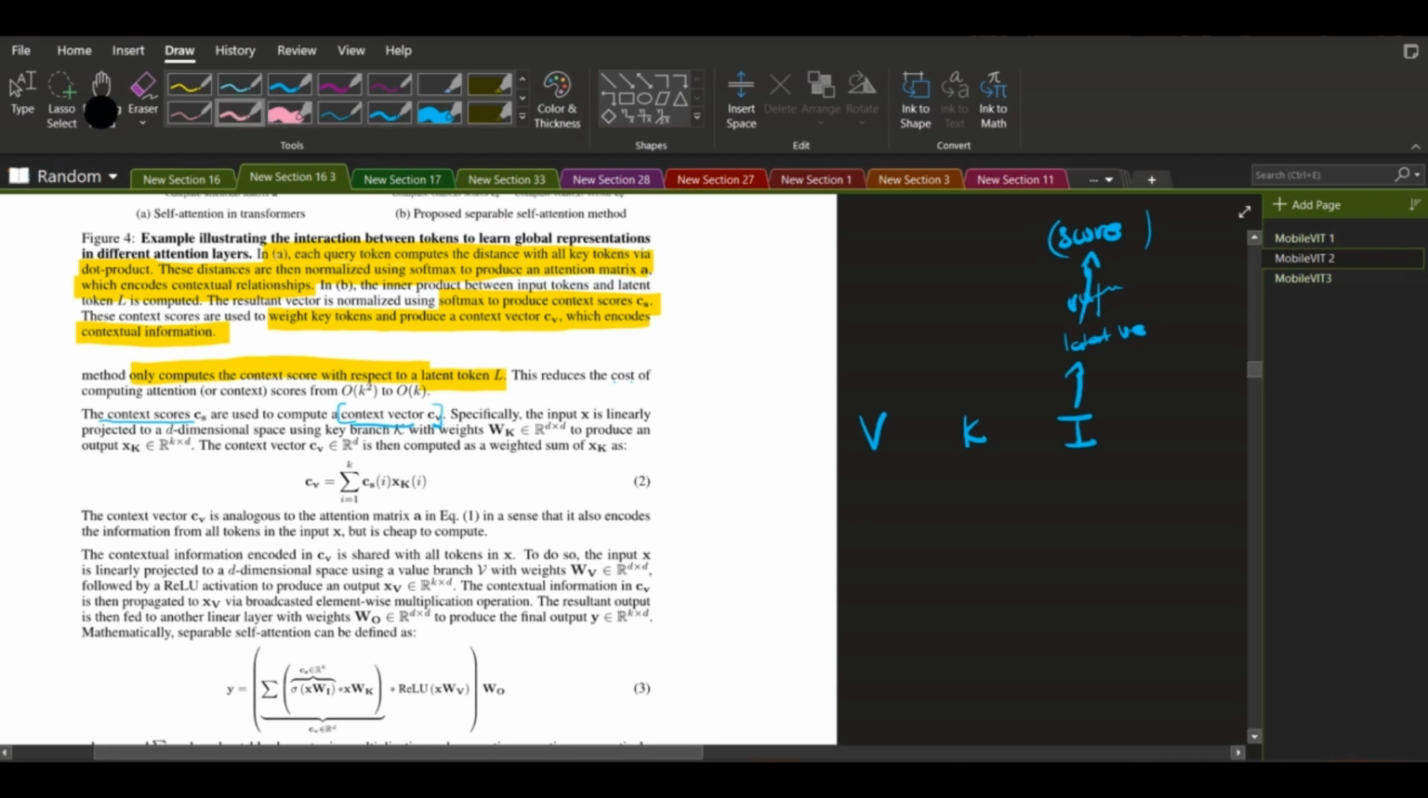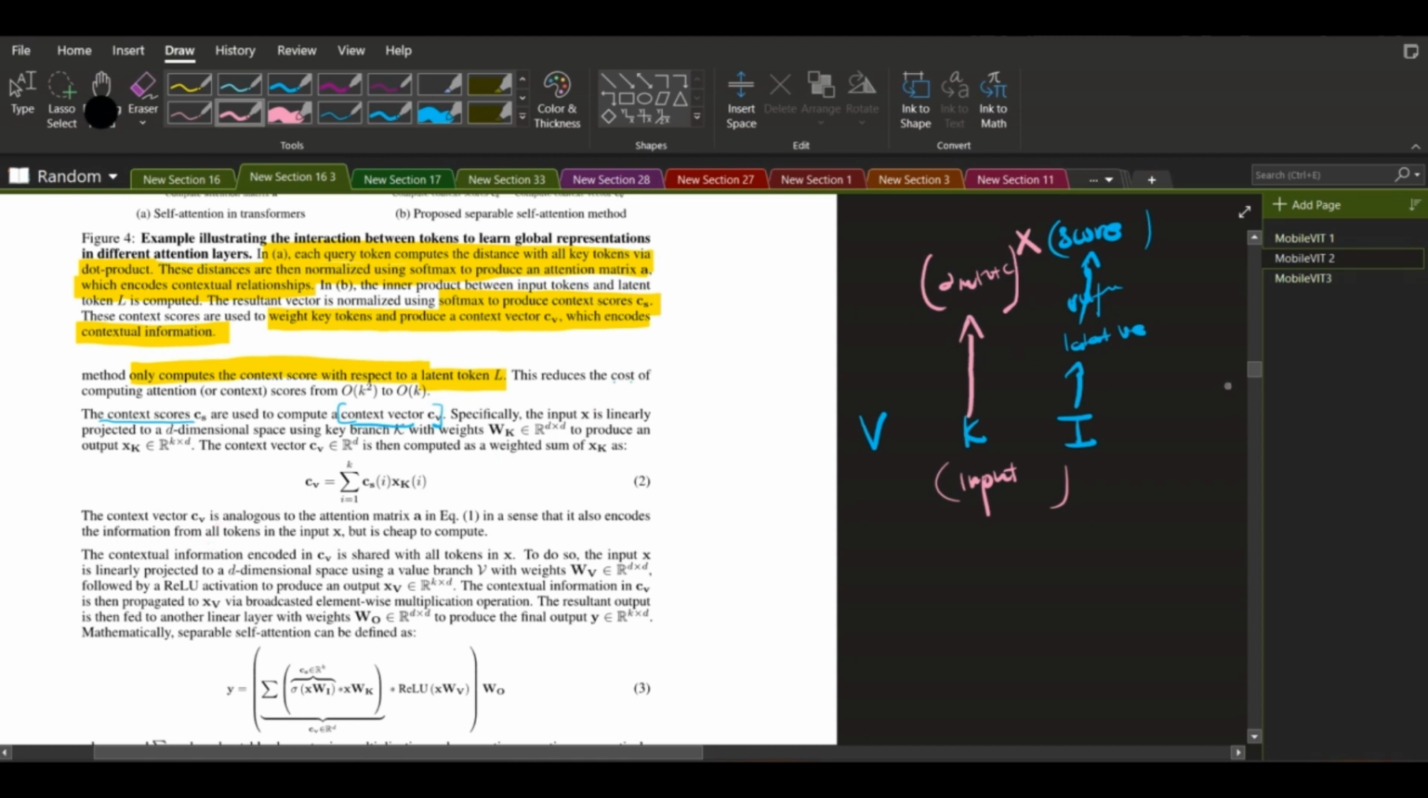But now you see what they say. They're saying that X is linearly projected to d-dimensional space using the key branch. Which means that this key branch is going to take the input, all the patches, and project it to d dimension. So the main goal is to project this into d dimension. Then to produce an output, the context vector is computed as a weighted sum. So you see here that the projected input is then multiplied with the score that we got there.